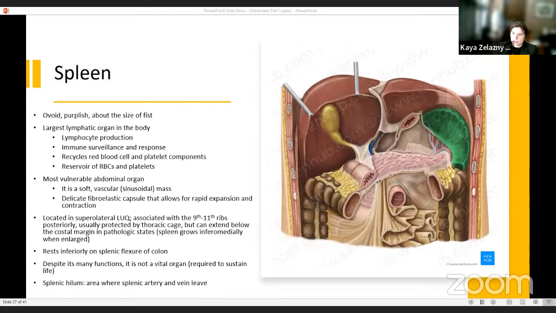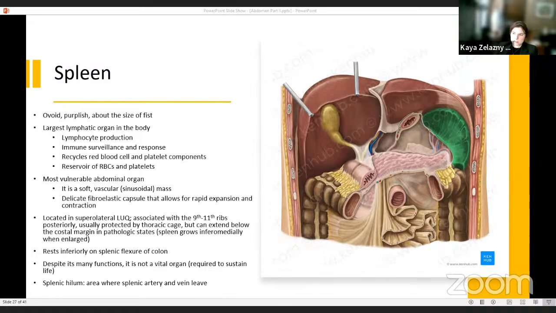In terms of our quadrants, the spleen is located in the left upper quadrant in its superolateral portion. And the spleen in its normal position is protected by the 9th to 11th ribs from the posterior. So it shouldn't be coming down out of that costal margin under normal conditions. It's only in pathologic states when the spleen is growing in size that you'll see it peeking out below the ribs.